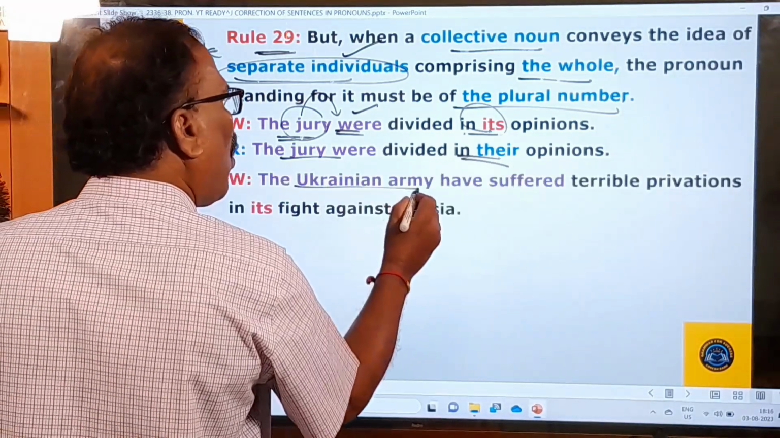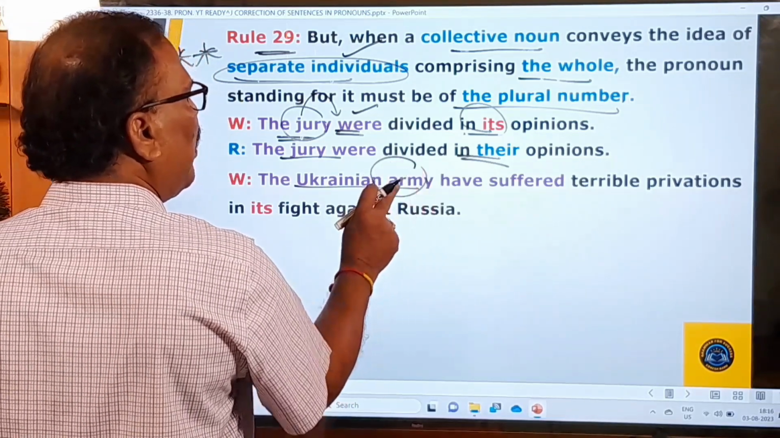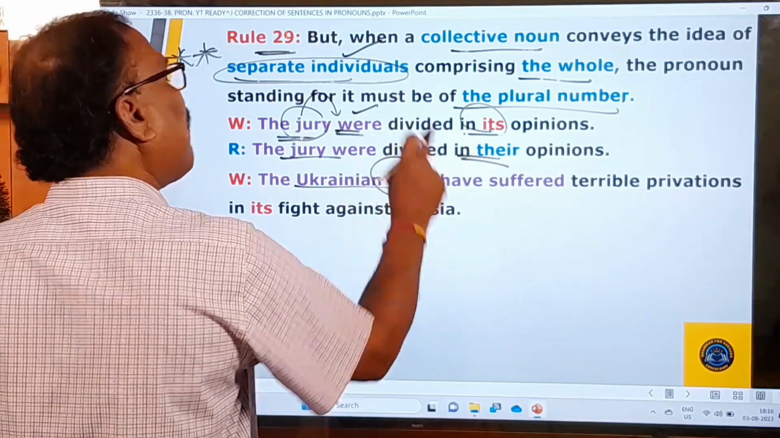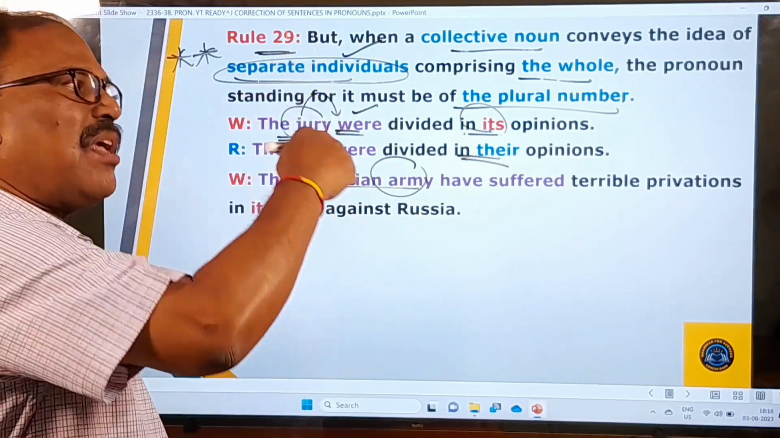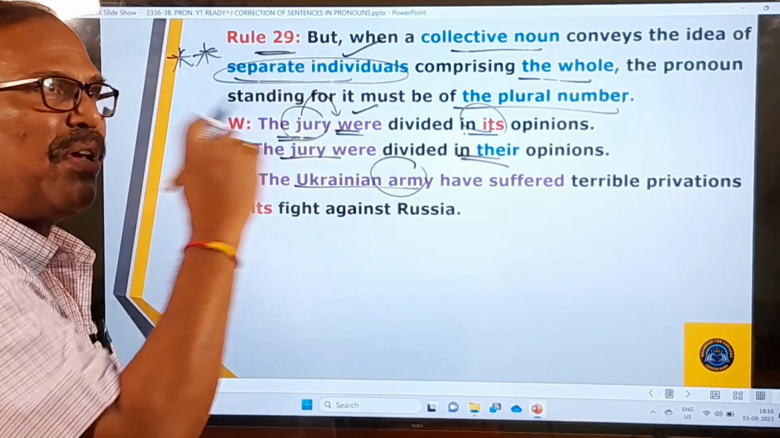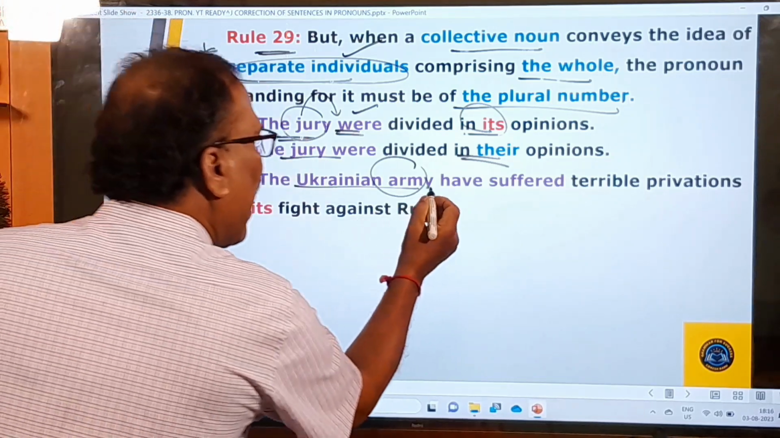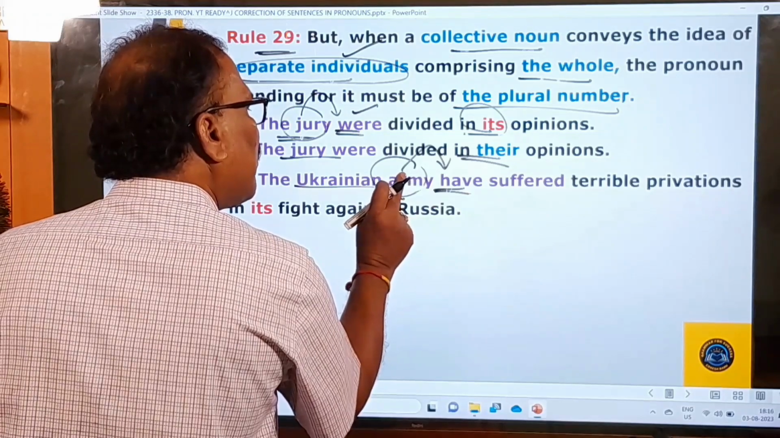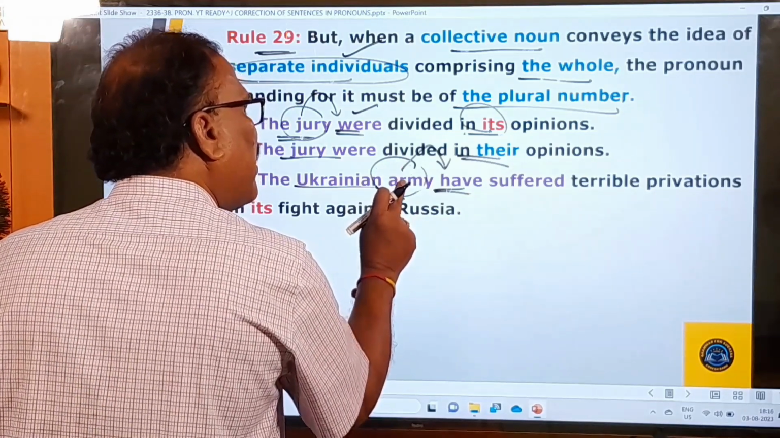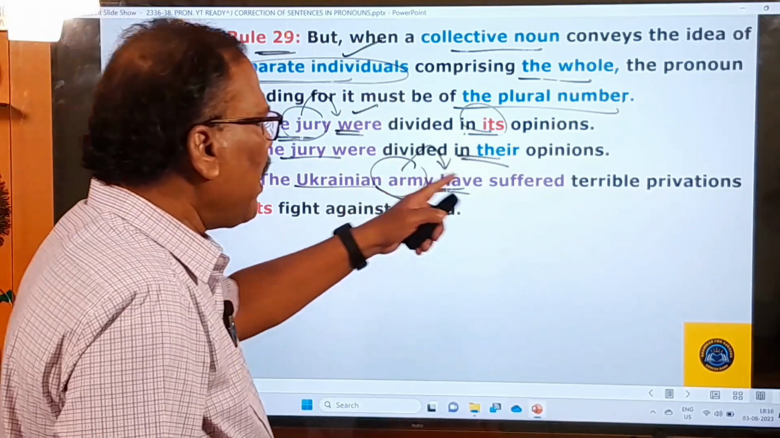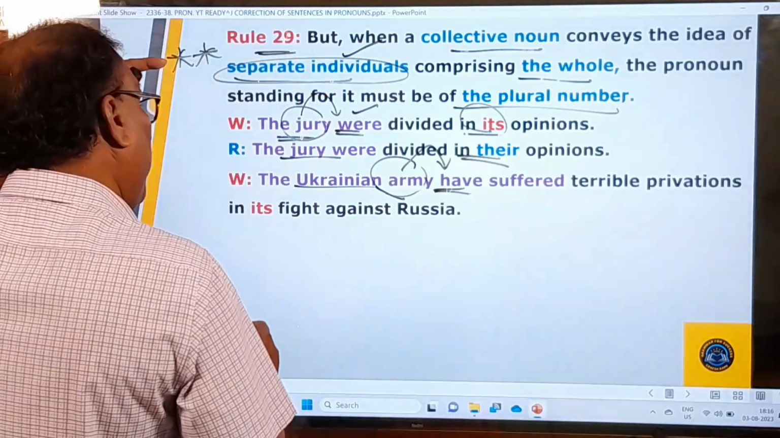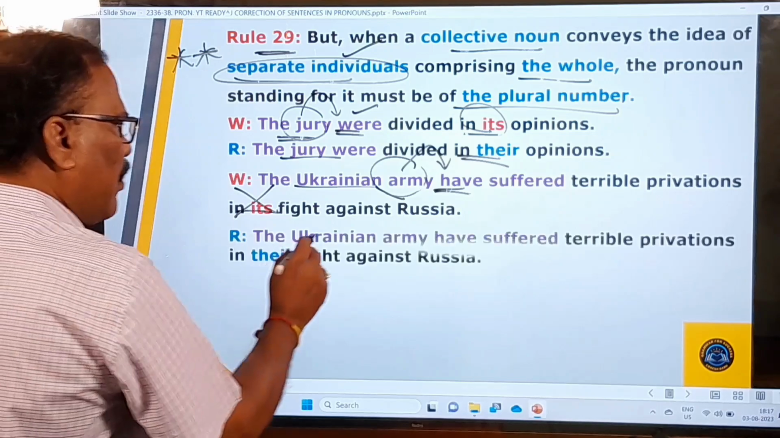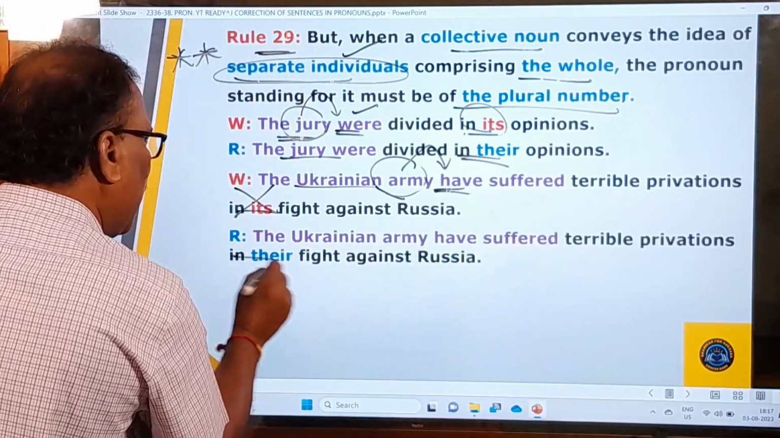The Ukrainian army, you know very well, it's a singular one. But when you talk of the members of that army, soldiers of that army, officials of the army, when you think of that, then you say have. Otherwise you say the army has. You are considering this collective noun, this army, as a plural word. The army have suffered terrible privations in its fight. You should not say in its fight. What should you do then? The Ukrainian army have suffered terrible privations in their fight.